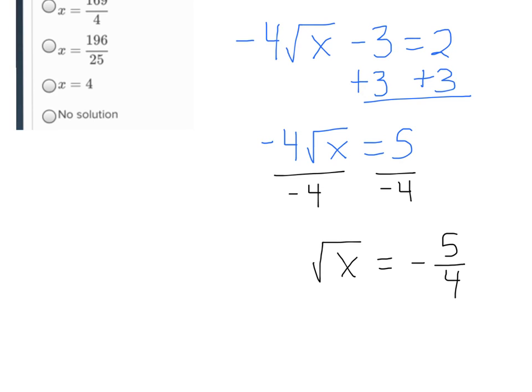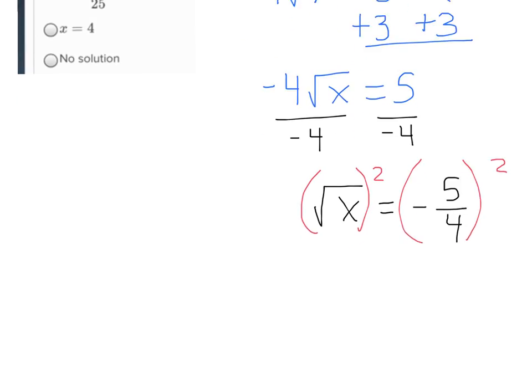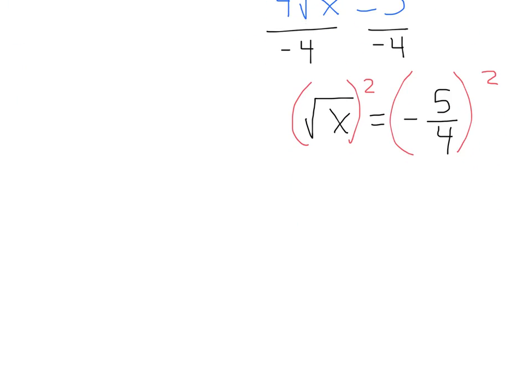And now I want to get rid of this square root of x. Well, as we solve equations, the way you get rid of something is to do the opposite. Well, what's the opposite of square root of x? Well, that's to square x. So I'm going to square both sides. Okay, and so that leaves me with only an x on the left. So I have x equals, and then I'm squaring negative 5 over 4.